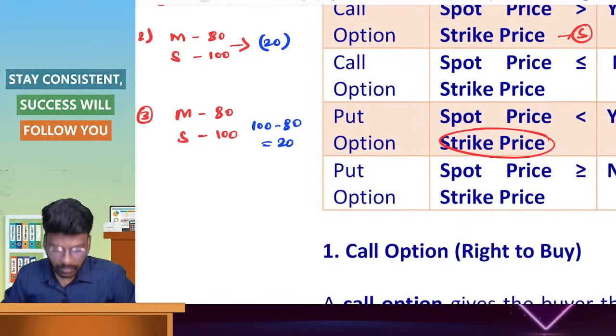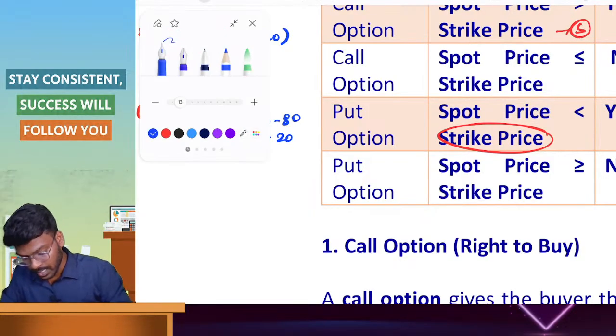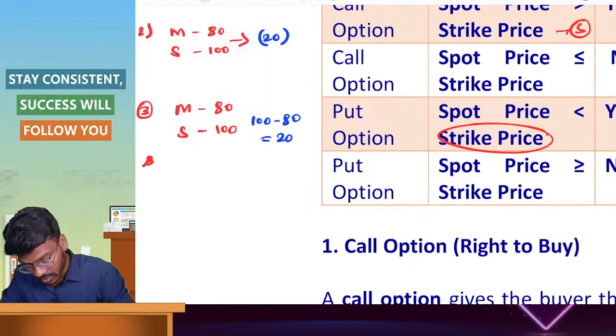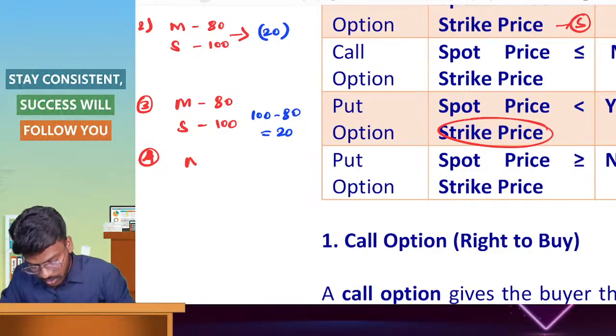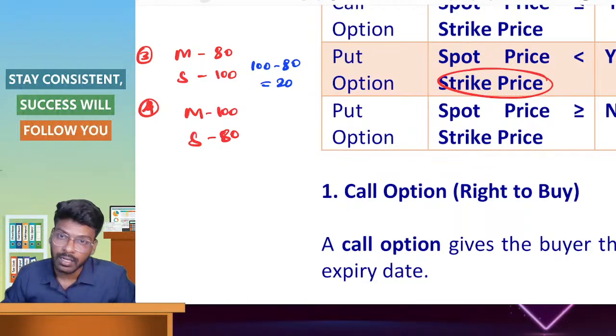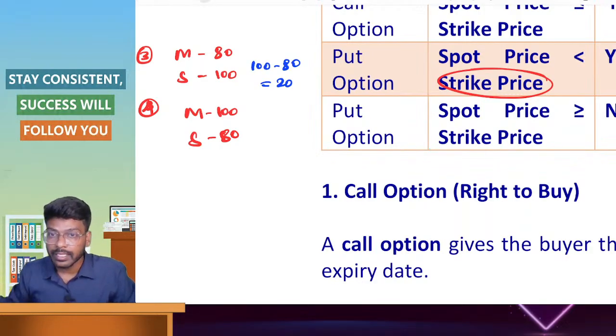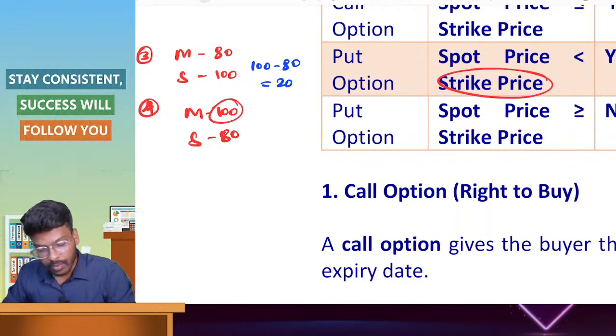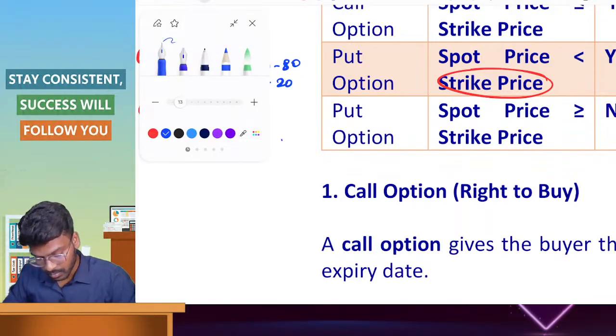Okay. In case of fourth example, maturity price is 100, strike price is 80. So I will pay 80 rupees to Mr. B. Okay. And I will buy the shares at the market for 100 rupees. Then I will make a loss of 20 rupees in this case.